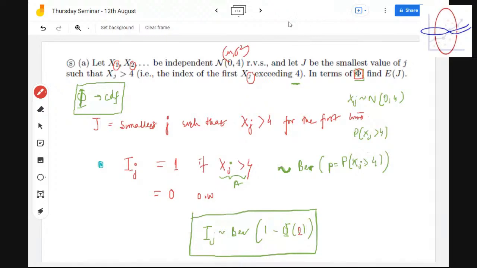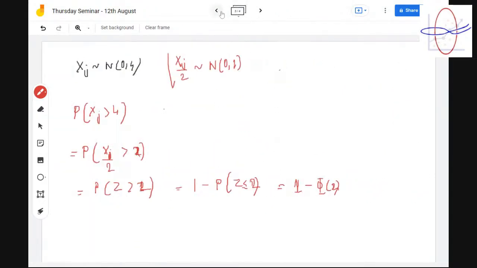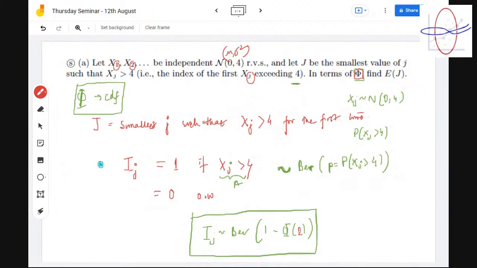Okay, perfect. So all of you understood that it's a geometric now, and therefore what will the expectation of J be? 1 by 1 minus phi of 1. 1 by p is the expectation of a geometric. All of you understood this problem, guys? It's a very easy problem. Perfect. So let's move on to the next problem.